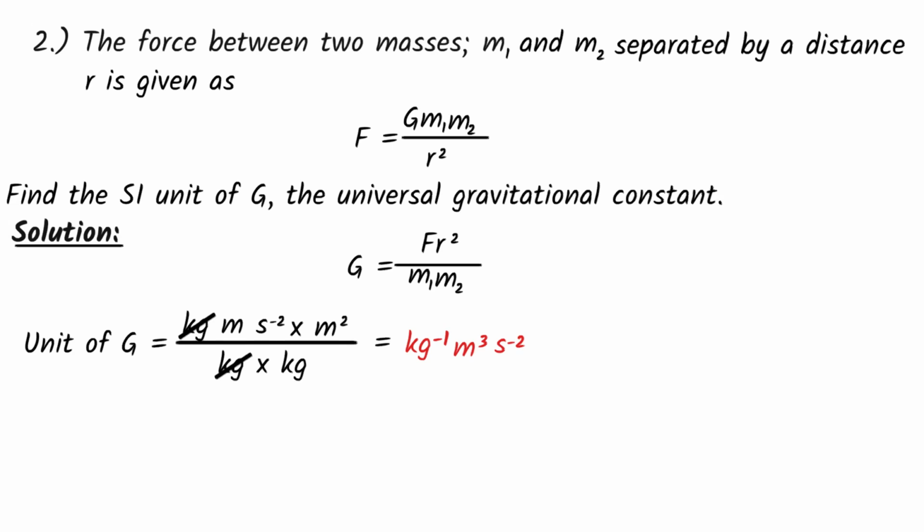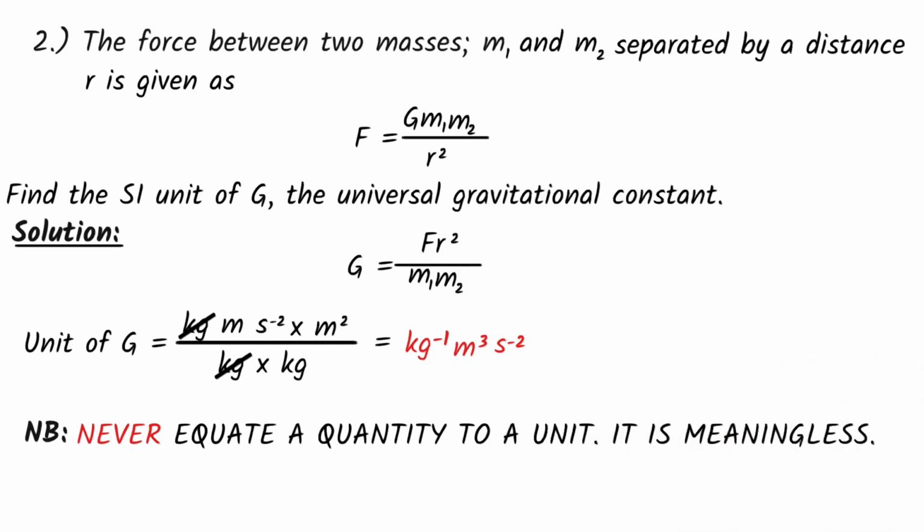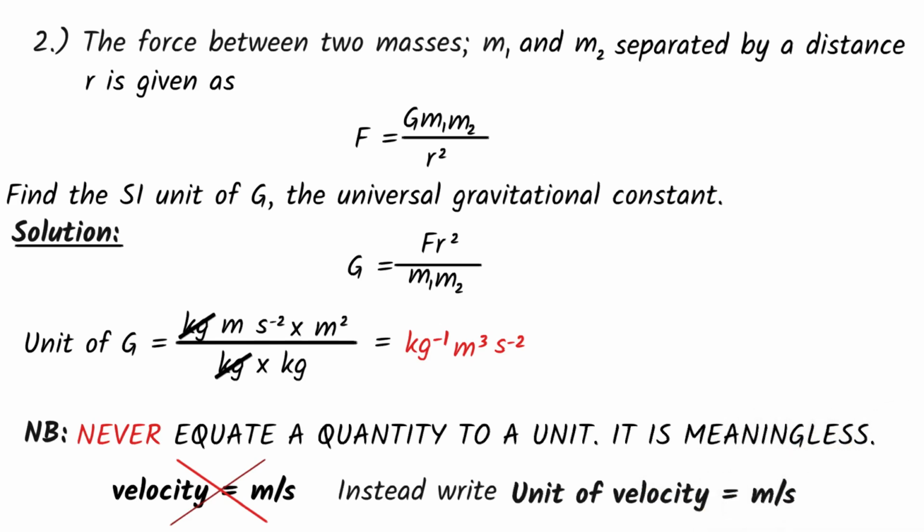And there is this common mistake that students usually make by equating a physical quantity to the SI unit. Please, it is wrong. It is meaningless. Never equate a physical quantity to the SI unit. So you cannot say velocity equal to meter per second. No, it's wrong. Instead, you should write unit of velocity equals to meters per second. That is the right thing.